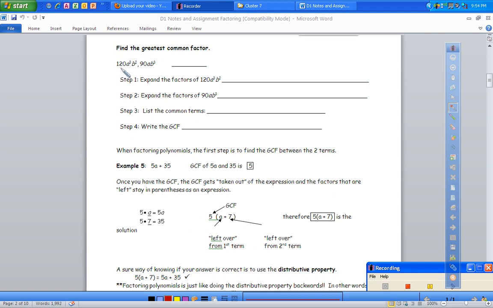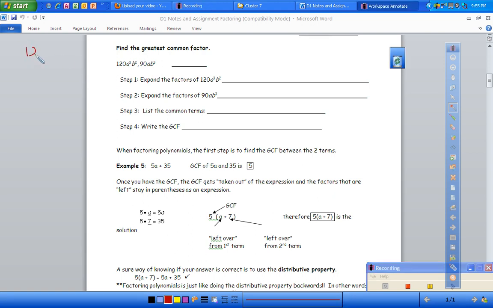So when we find the greatest common factor between 120a^3b^2 and 90ab^3, what we have to start with is the coefficients of 120 and 90. So I need all the factors of 120, which means I need to build my factor tree. 120 is the same as 4 times 30. The factors of 4 are 2 and 2. The factors of 30 are 3 and 10. And the factors of 10 are 2 and 5. Now I have all prime numbers on the bottom, so that tells me that I'm done.